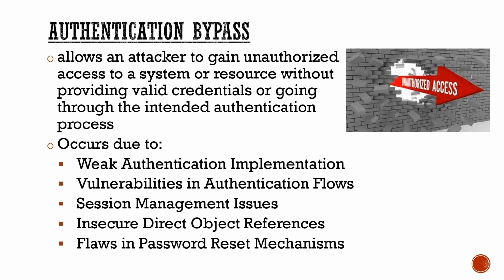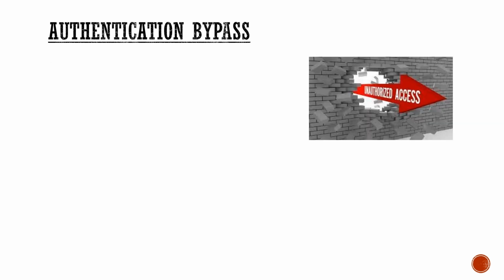Flaws in password reset mechanisms. Weak or flawed password reset processes can allow an attacker to reset passwords or bypass authentication altogether. This could involve exploiting predictable reset tokens, insufficient identity verification, or insecure channels. Authentication bypass vulnerabilities can have severe consequences, such as unauthorized access to sensitive data, account takeovers, privilege escalation, or the ability to perform unauthorized actions on behalf of legitimate users.